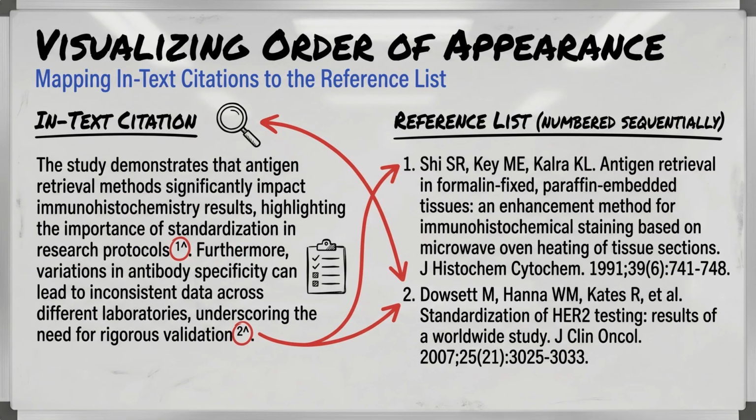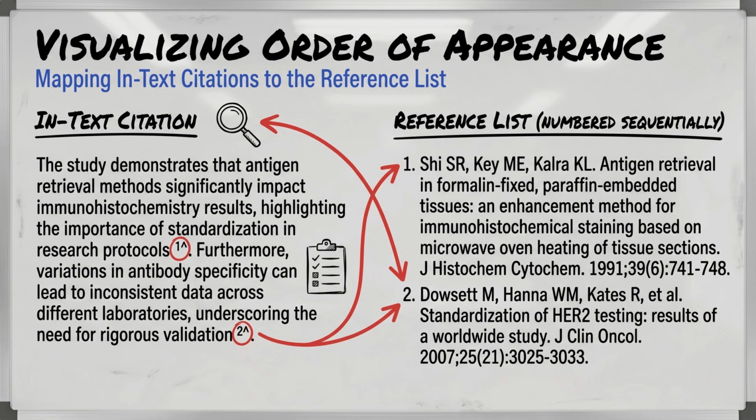So imagine you're writing your paper, discussing a new staining protocol, for instance. The very first time you mention a piece of research, that source becomes reference number 1. The next source you introduce, perhaps a different antibody validation study, becomes reference number 2. The numerical sequence continues throughout your entire paper, building your reference list as you go.